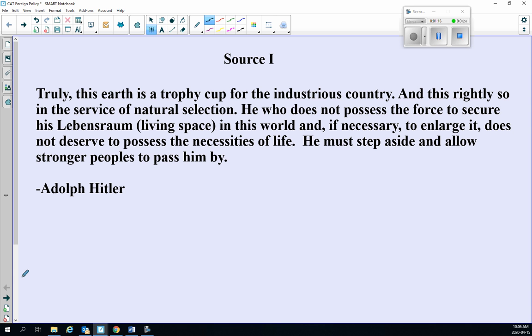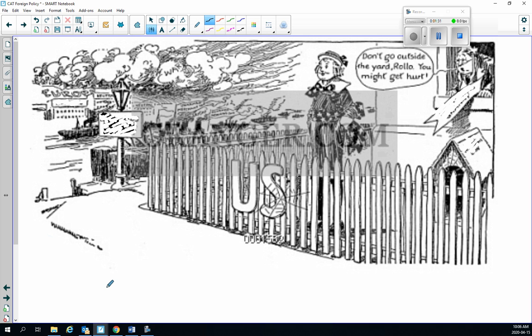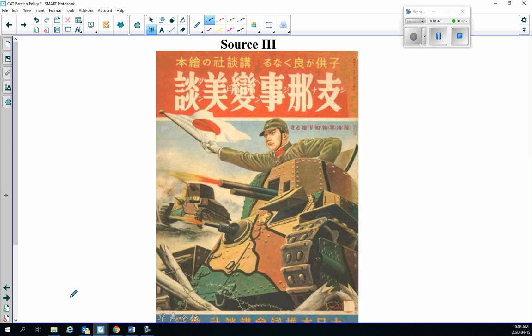So, source one is a clear advocation of expansionist foreign policies. There's no guilt involved in it. This is what we need to do. It is our duty, our calling to do this, a full blown expansionist foreign policy. This one is actually critiquing the foreign policy of isolationism. And so it's not really advocating a foreign policy. If anything, it's nudging America to get involved in World War II in Europe, but it's critiquing the foreign policy of isolationism. And then finally, source three, one more clear advocation of expansionist foreign policy.